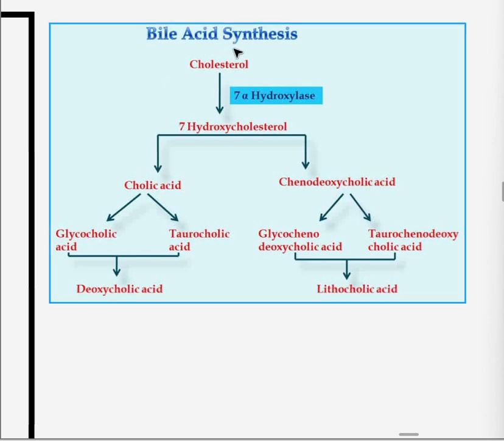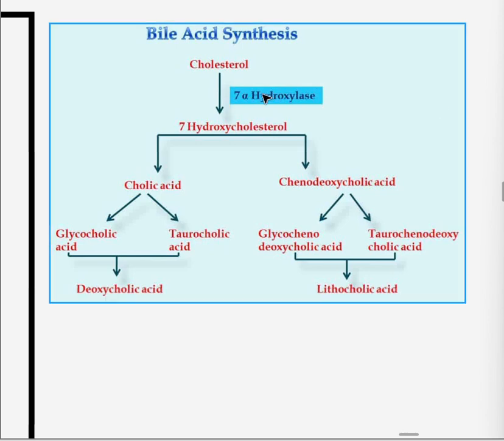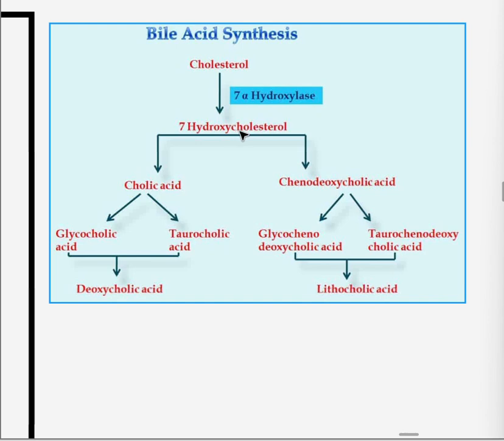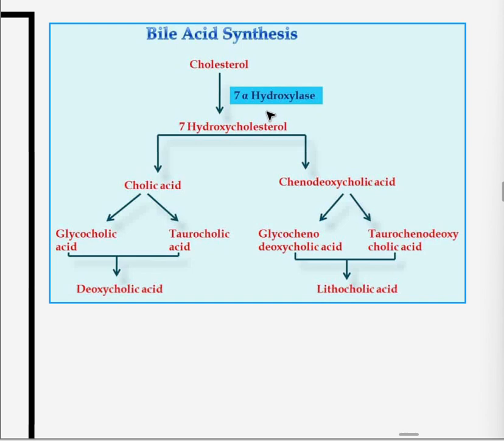If you look at the bile acid synthesis, we can see that everything begins with cholesterol in the hepatocytes, and then we enter the rate limiting step, which is catalyzed by the 7 alpha hydroxylase enzyme. And this converts the cholesterol into 7 hydroxycholesterol. This is the most important step, and it controls the entire bile acid production. And then from here, you form the primary bile acids.